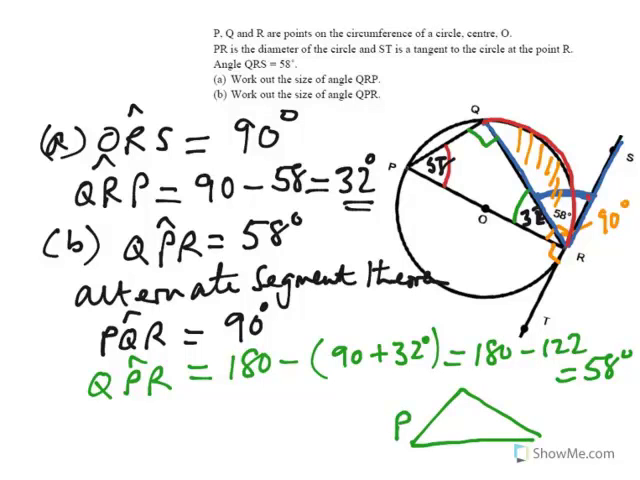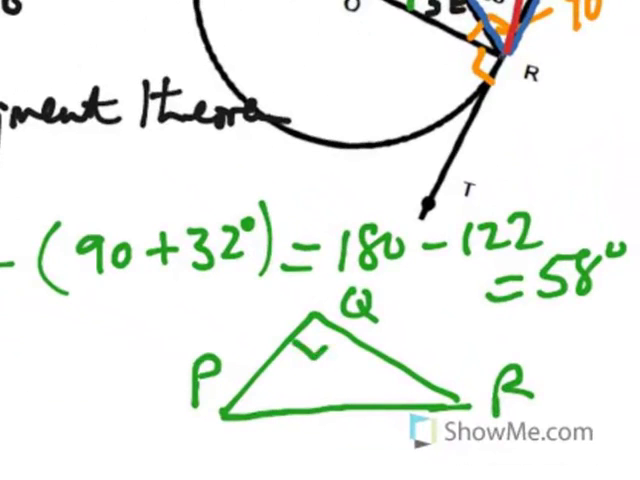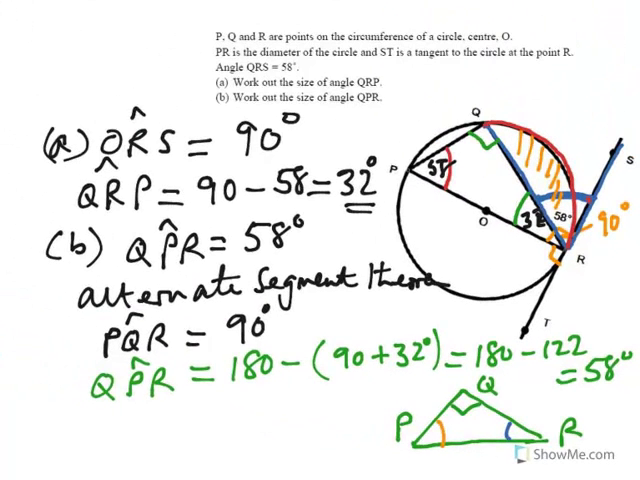That's P, let's say, and that's Q, and that's R. If this angle is already 90, then surely this one and that one must add up to 90. So in other words, I can say it's much quicker to say that QPR is equal to 90 minus 32, which is 58 degrees.